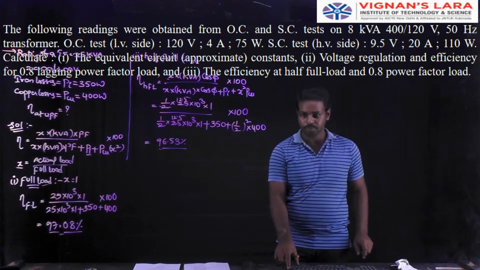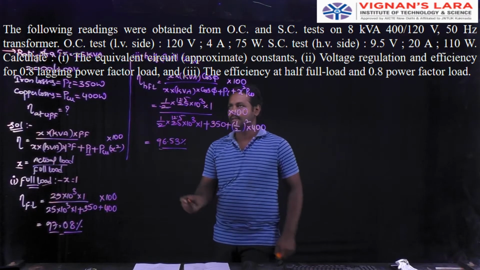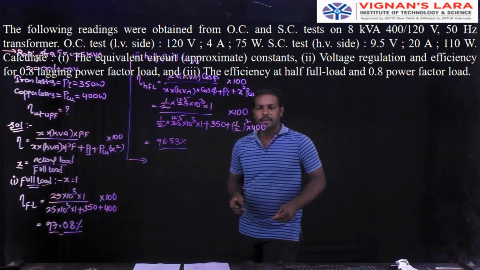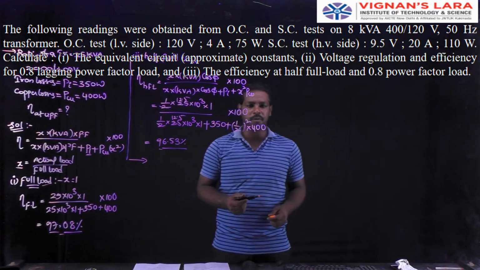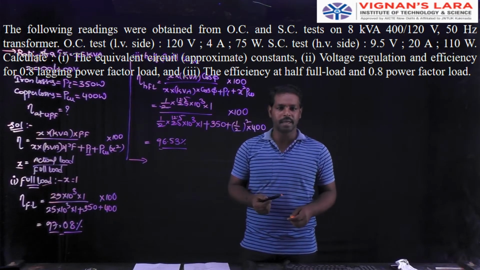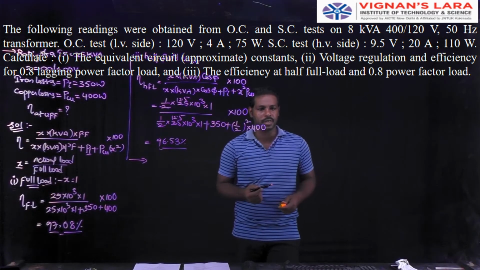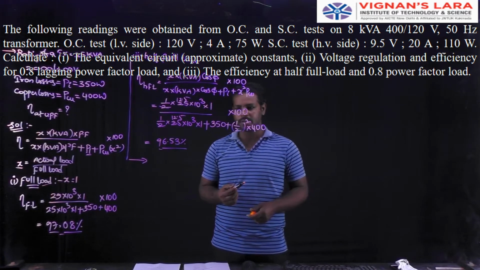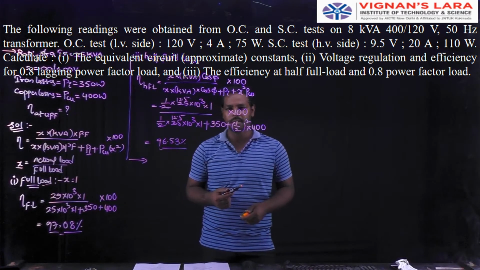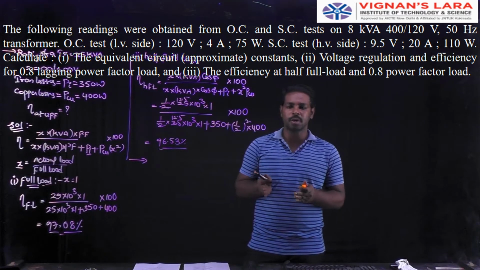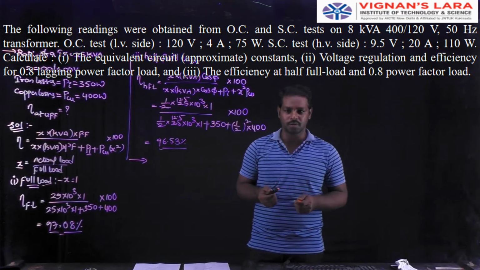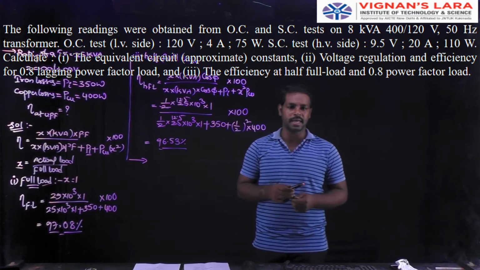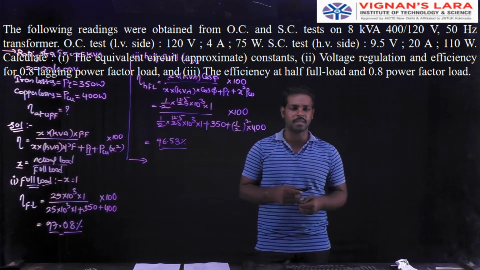96.53%. So another one is the next problem. The following readings were obtained from OC and SC tests on an 8 kVA, 400/120 volts, 50 Hz transformer. The OC test is operated on the LV side: 120 volts, 4 amperes, 75 watts. The short circuit test on the HV side: 9.5 volts, 20 amperes, 110 watts.